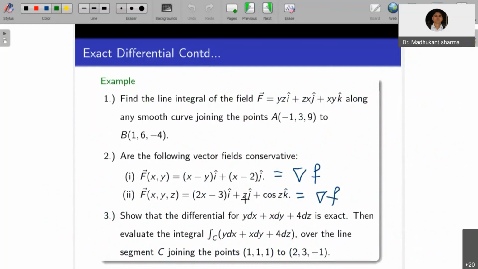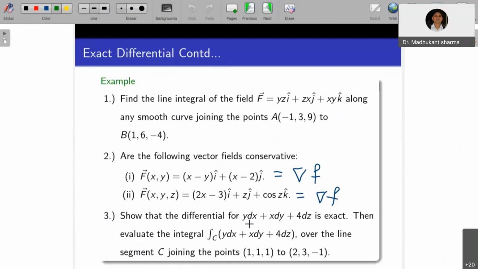So that the differential for this is exact, then evaluate the following over the line segment C joining the points. If the differential is exact, then you can always draw a region around the C that will be connected and all the things will be true. And you can use the fact that the field is conservative, and use all these previous results here to evaluate this problem.